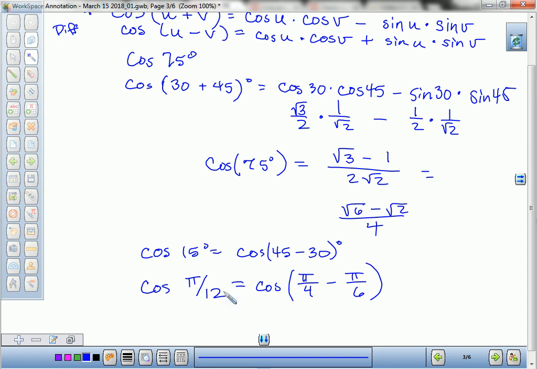If I give it to you in radians and you don't see it, like if I ask you for cosine of 7 pi over 12, you might see it. Does anybody see it? Okay, we'll do that with sine. It would be 105 degrees. It would be pi over 4 plus pi over 3.